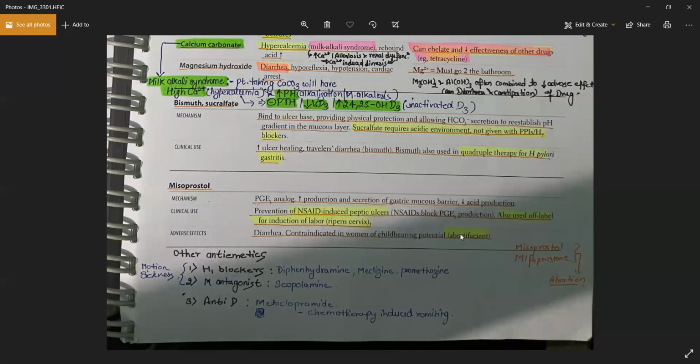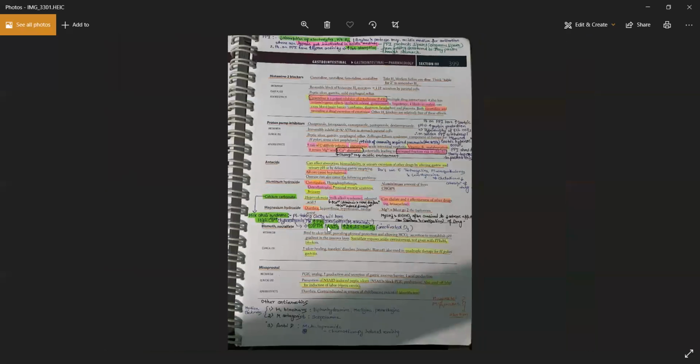So mifepristone is the anti-progestin drug. So we give the anti-progesterone as well as the analog of the prostaglandin to induce contraction in the uterus so that the abortion can happen. Very important. Any doubts so far?